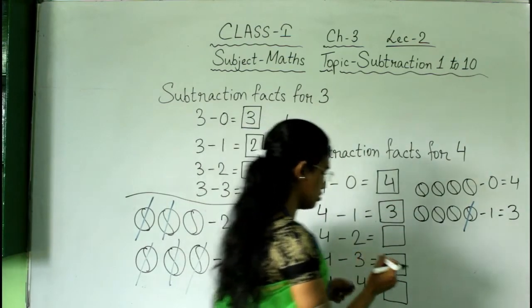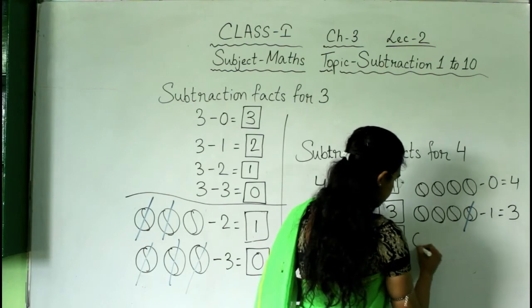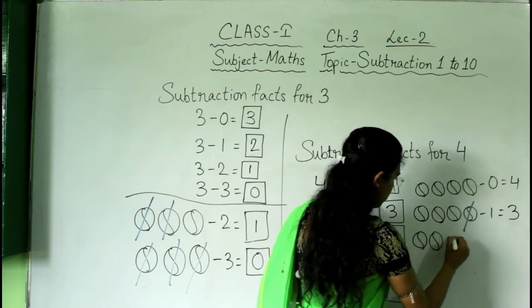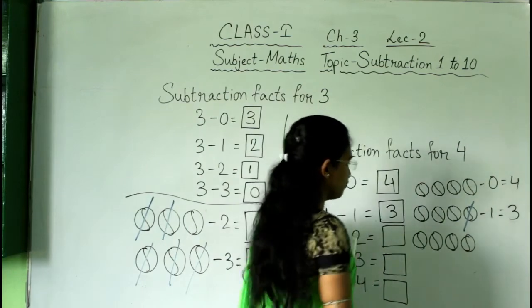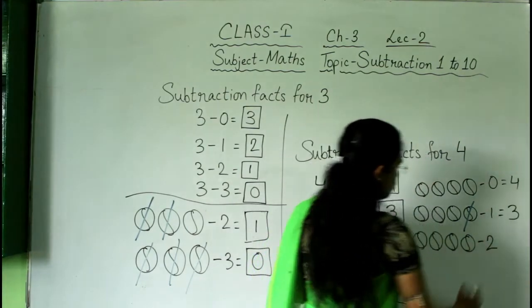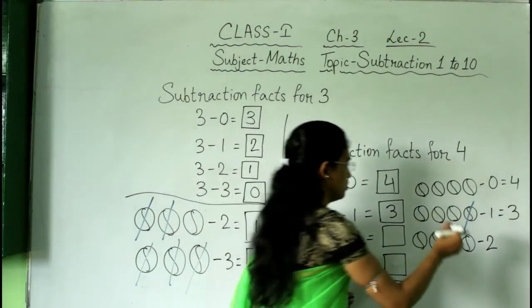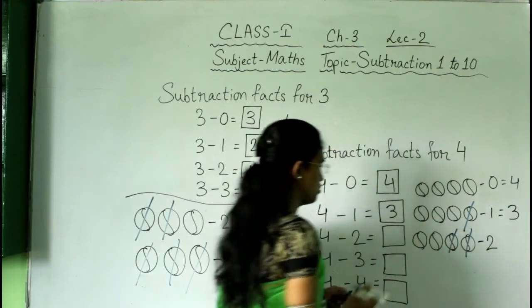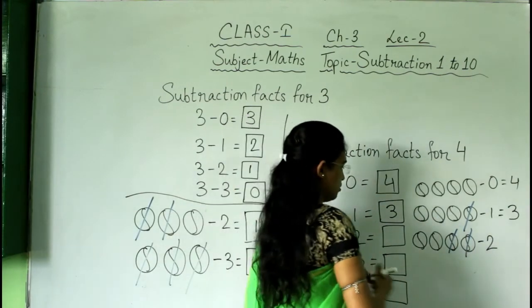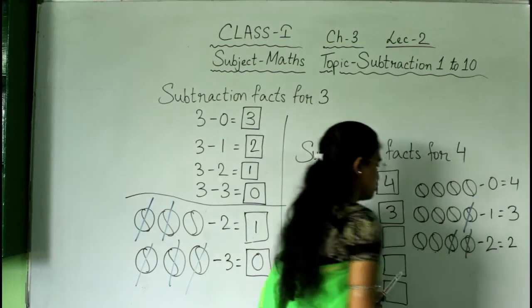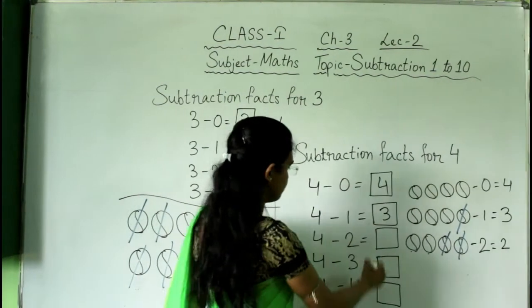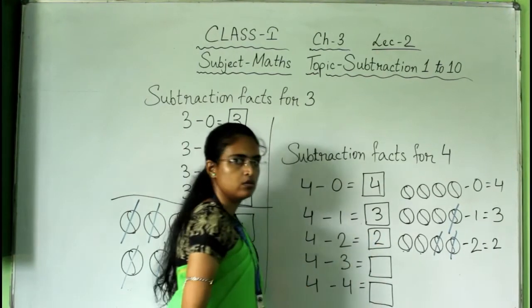Now next, you have 4 balls. Again you have 4 balls. 1, 2, 3, 4. Now you have given 2 balls to your brother. 1, 2. So how many balls are left? 1, 2. So 4 minus 2 equals 2.